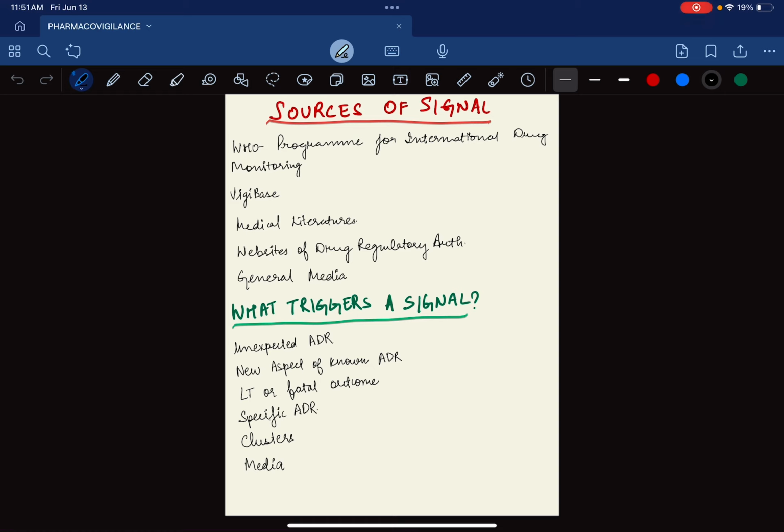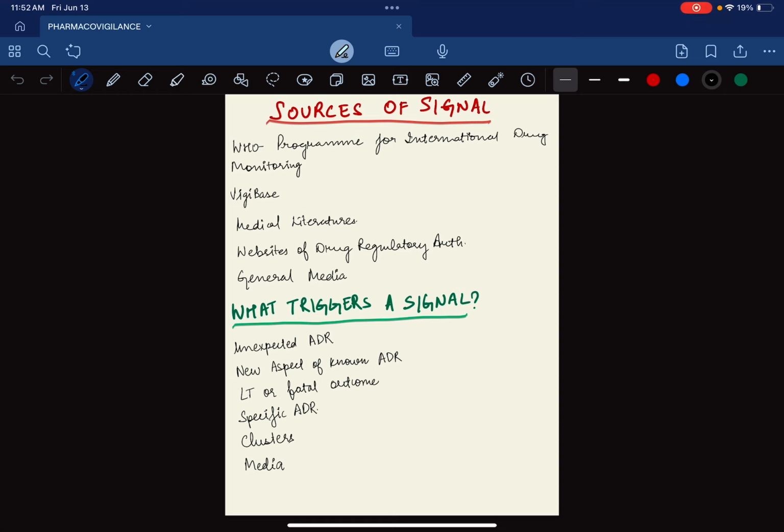Now, what actually triggers a signal? Unexpected ADR is the very first point, which is an adverse drug reaction that is completely unexpected and is not into the limelight, not detected during the clinical trials or the drug development phases.